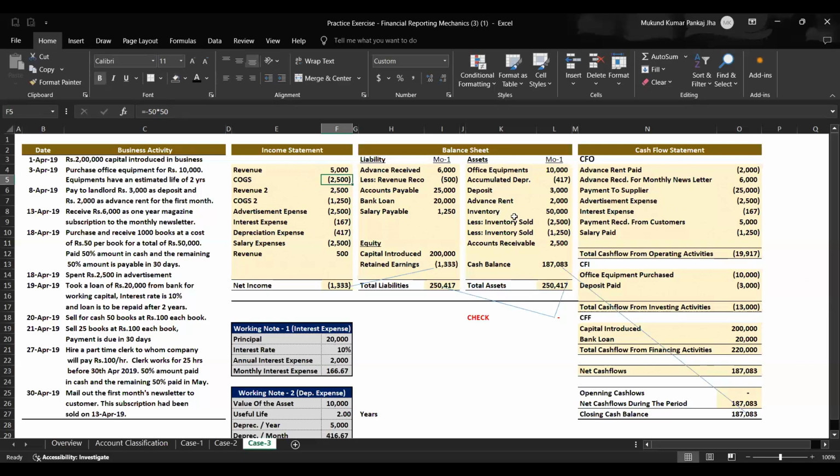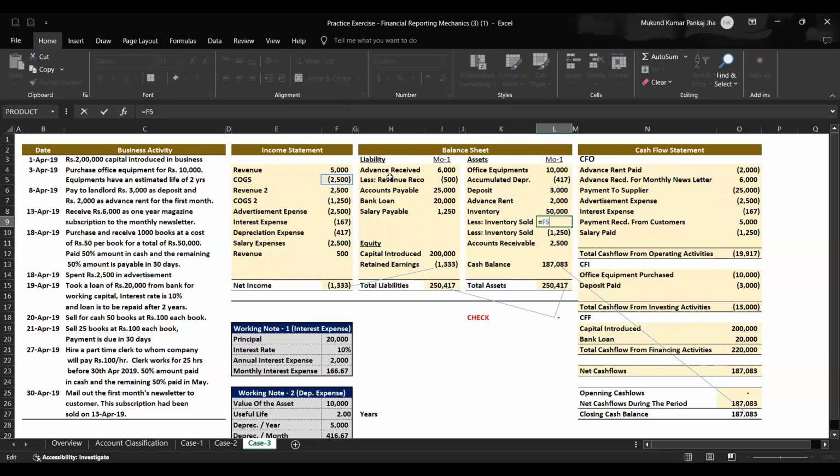Now it's also essential for me to subtract this 2,500 worth of inventory outflow from my balance sheet. And that is why I have subtracted this 2,500 worth of inventory outflow from my balance sheet.